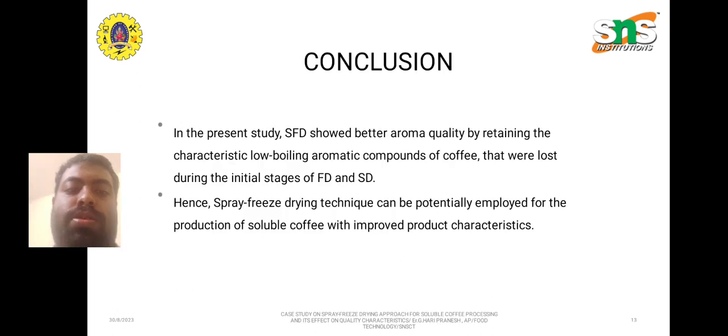Conclusion. The present study shows that spray freeze drying gives better aroma quality by retaining the characteristic low boiling aromatic compounds of coffee that were lost during the initial stages of freeze drying and spray drying. Hence, spray freeze drying can potentially be employed for the production of soluble coffee with improved product characteristics.